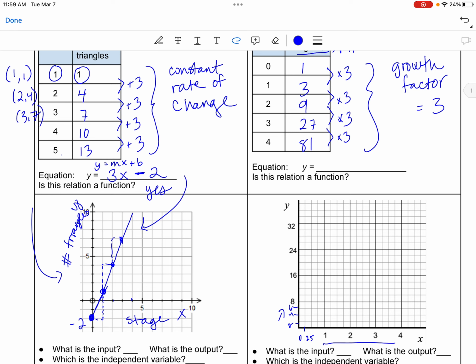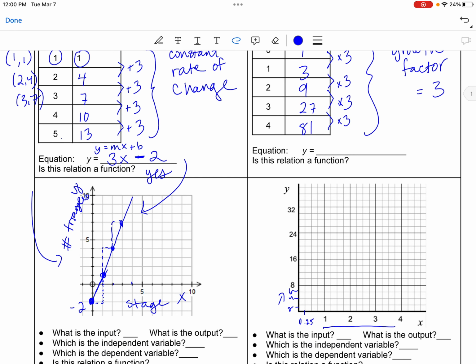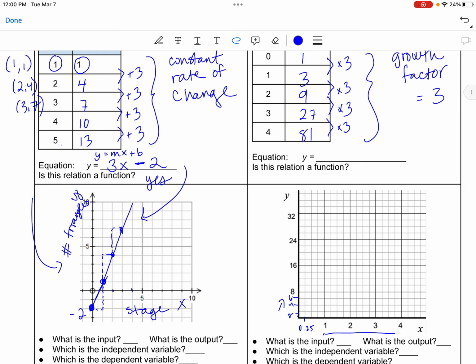Because we're going to need a y-axis that goes up a lot more, because the outputs really get big with this type of function. So let's go ahead and graph the points. At stage 0, we have 1 triangle. At stage 1, we have 3 triangles. At stage 2, we have 9. At stage 3, we have 27. Oh, wait, hold on, I'm graphing this wrong.